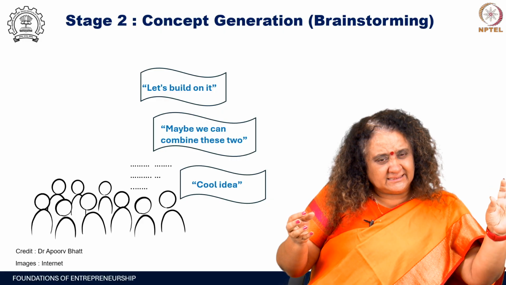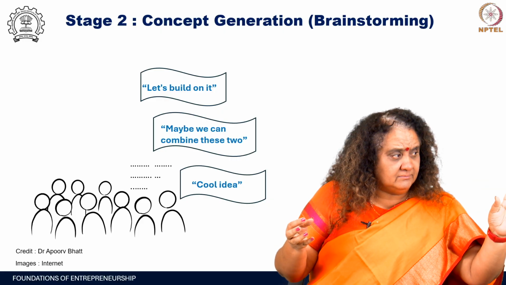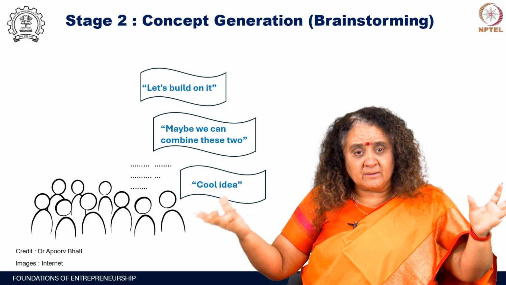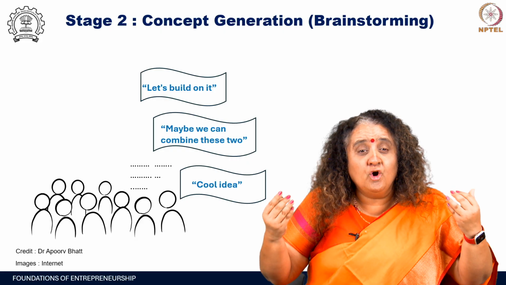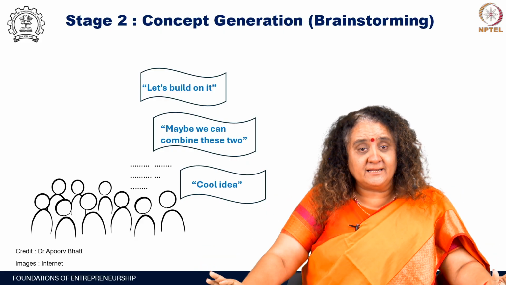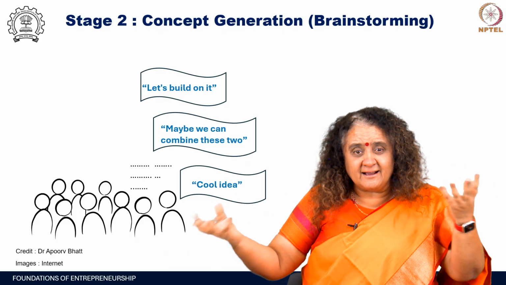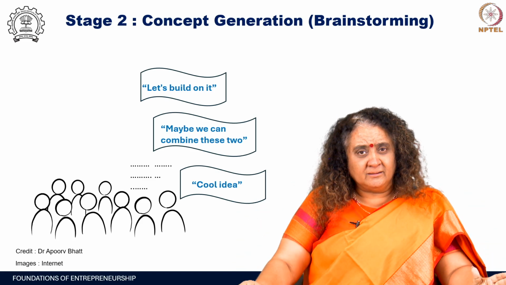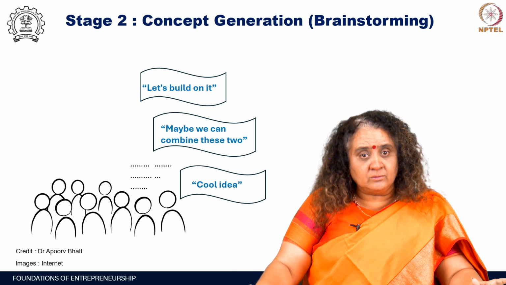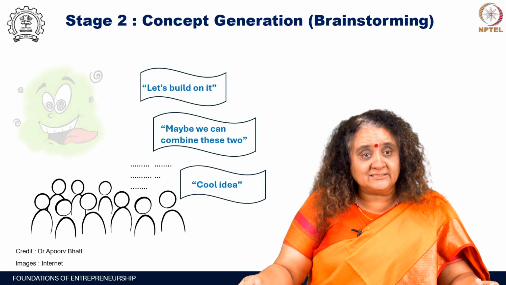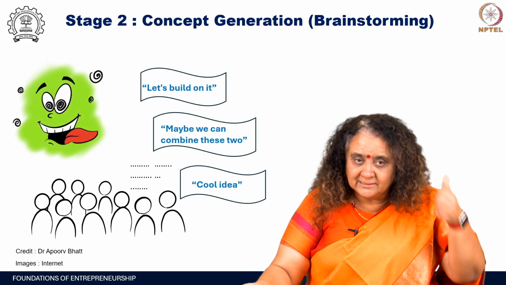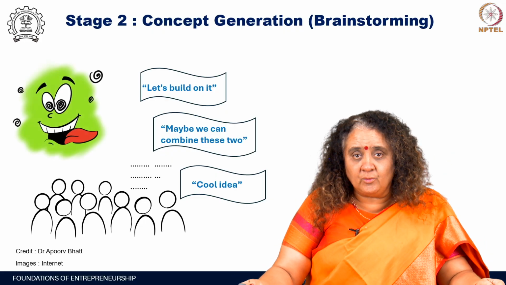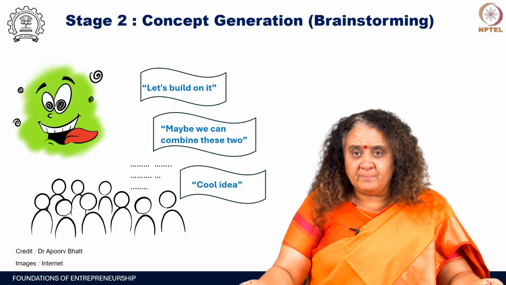Maybe we can combine this idea which came from this person with this idea which came from some other person. It does not matter who the people were that the idea came from. But this idea and this idea, if we combine them together, maybe there is some merit in it. A third person says, hey, that's a cool idea. And here is us giving a green thumbs up, saying that's the right way of doing concept generation or brainstorming.